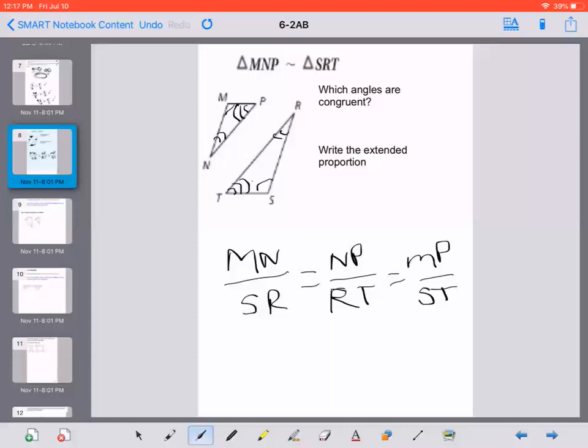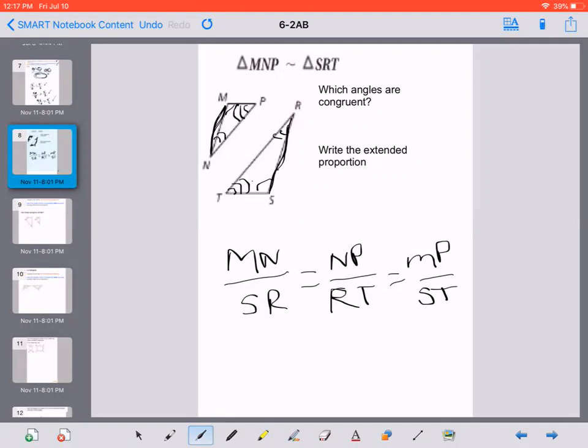And you could find which sides correspond to one another by looking at the marks that you've drawn when you wrote your congruent angles. You can see that the side MN is in between the 1 scratch, 2 scratch. And so over here, I have to compare it to the side in between the 1 scratch, 2 scratch. So MN corresponds to SR.